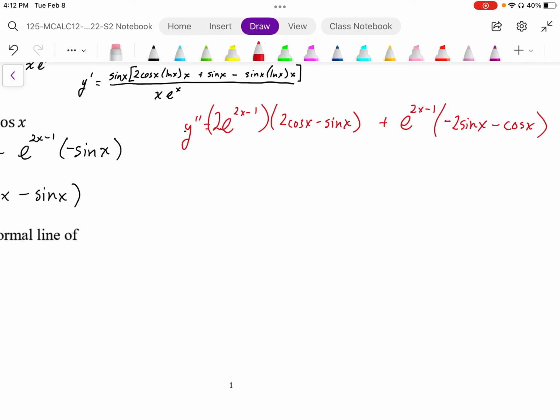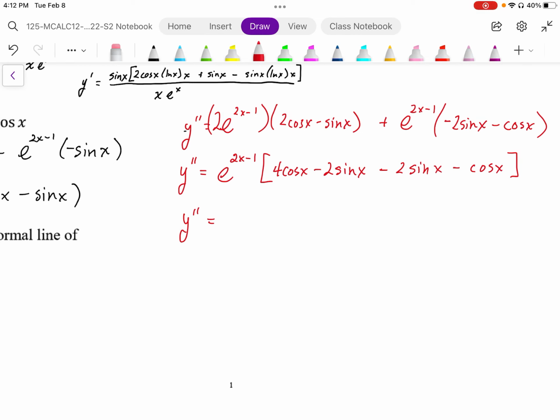there's again a common factor here, and so I should try to simplify this. So as I factor out the e 2x minus 1, I'm going to be left with 4 cosine x minus 2 sine x. And over here, I'm left with 2 minus 2 sine x minus 1 cosine x. Okay, so I do have like terms, which allows me to simplify this even further.